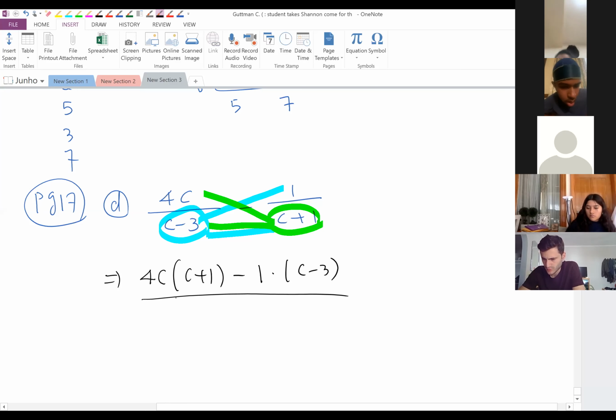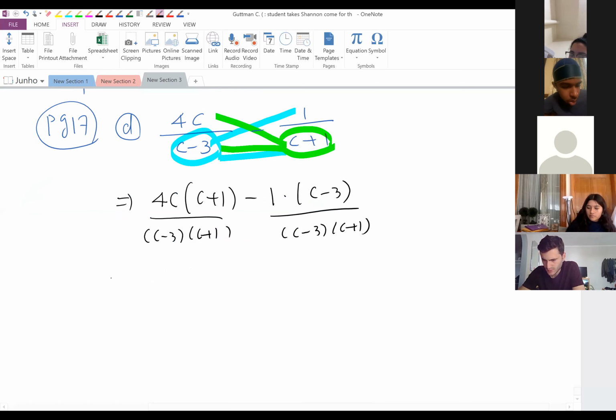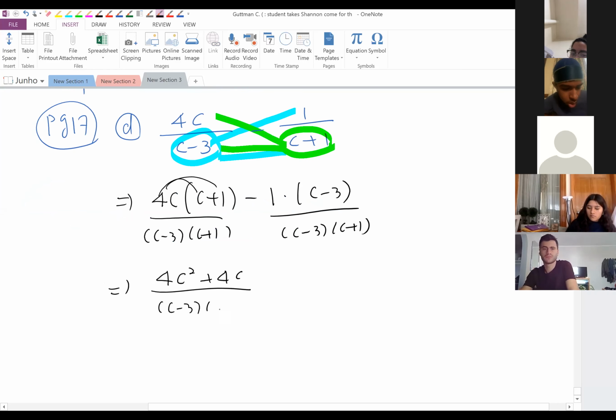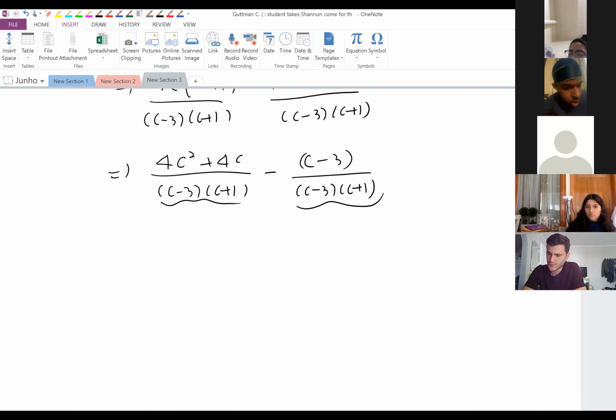over C minus 3, C plus 1. Therefore, this becomes 4C squared plus 4C over C minus 3, C plus 1 minus, I can say, C minus 3 over C minus 3 times C plus 1. Since they have a common denominator, we can combine them.